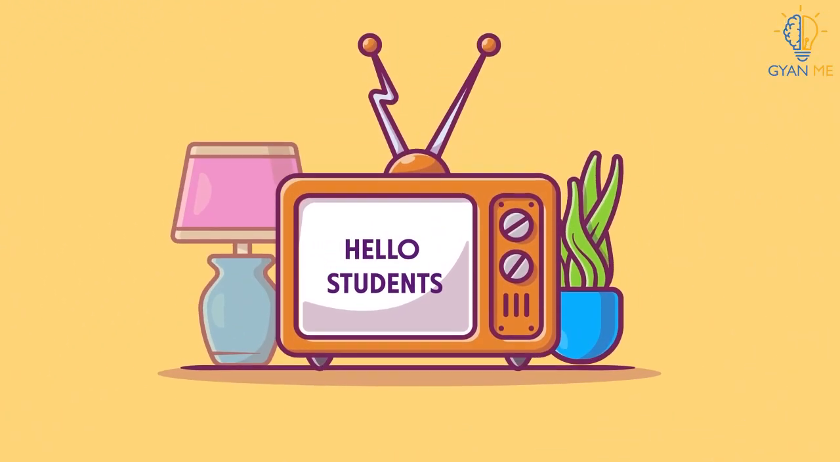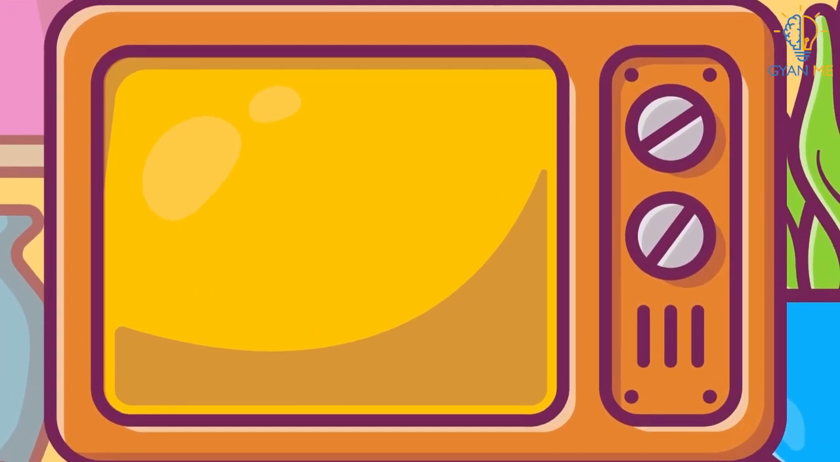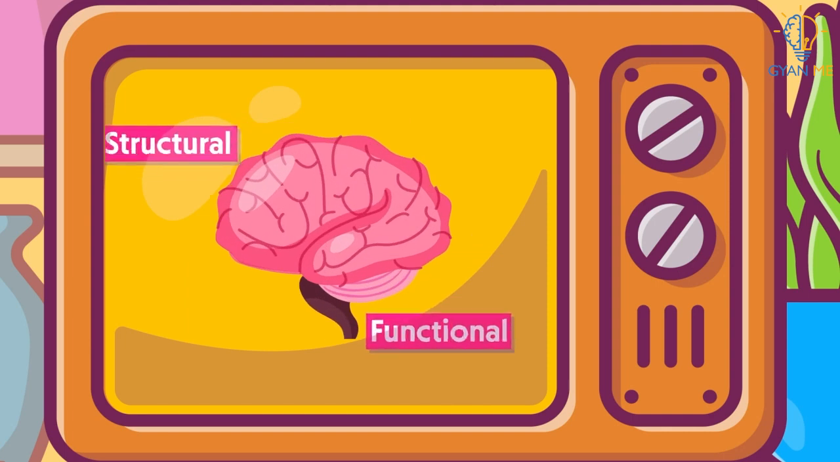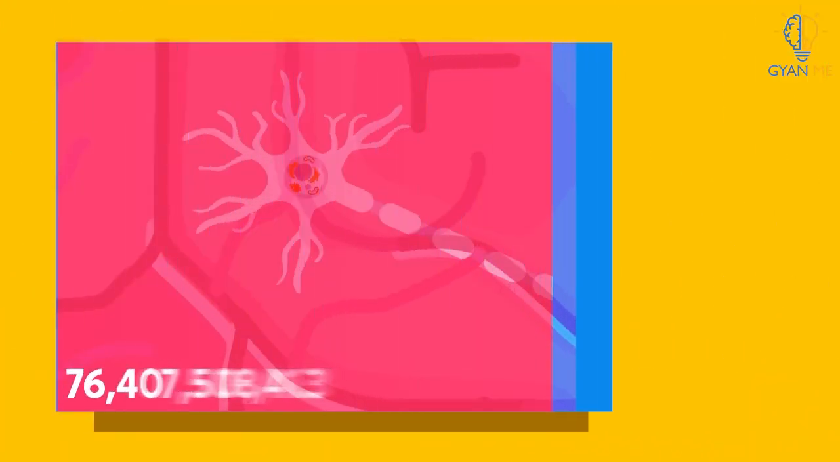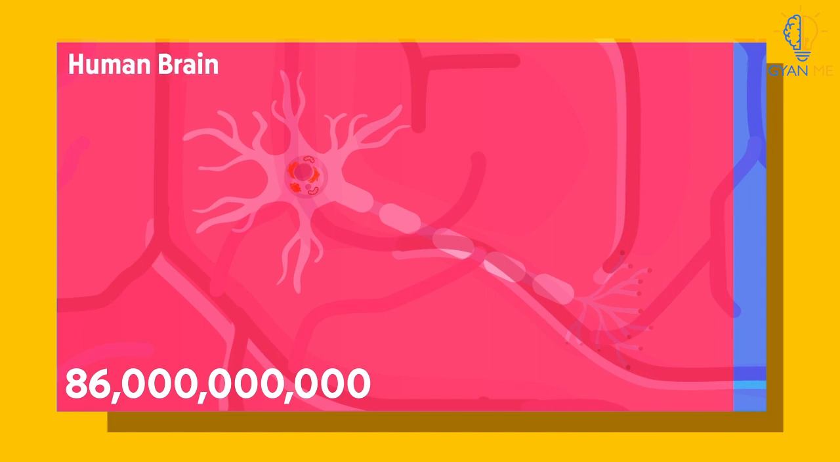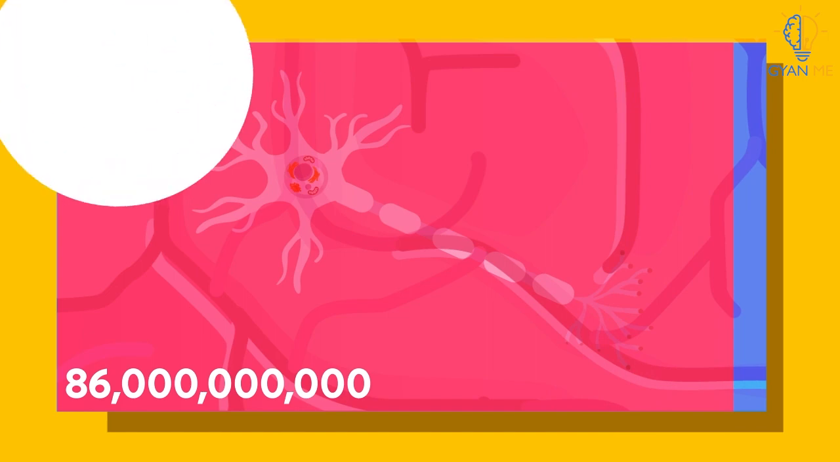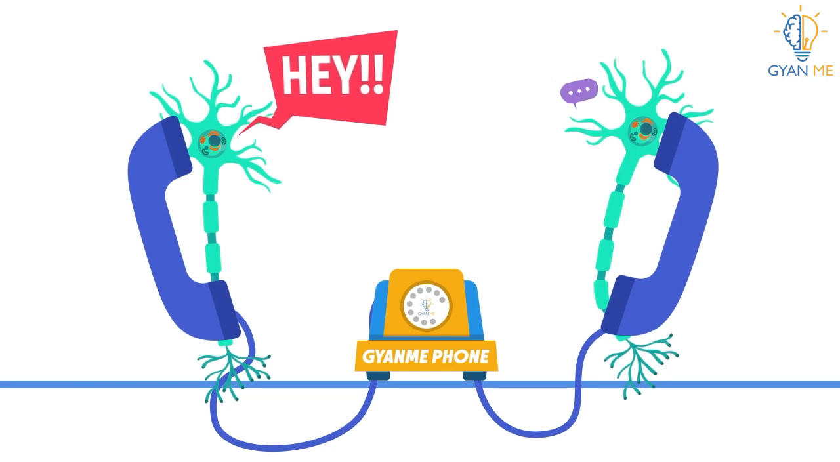Hello students. In the last video, we learned that the neuron is the structural and functional unit of the brain. Do you know, students, there are 86 billion neurons in the human brain. Today, let us start with a question: how do these neurons talk to one another?